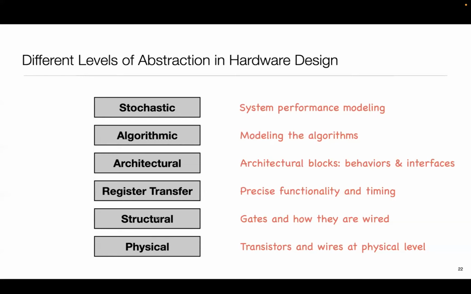Structural is the next level up, where we abstract away the physics of transistors and wires. We don't even think in terms of individual transistors, but in terms of logic gates and how they are wired. A lot of what we'll do in this course is at this level, okay? We are not doing the physical level; we probably have other courses on that.